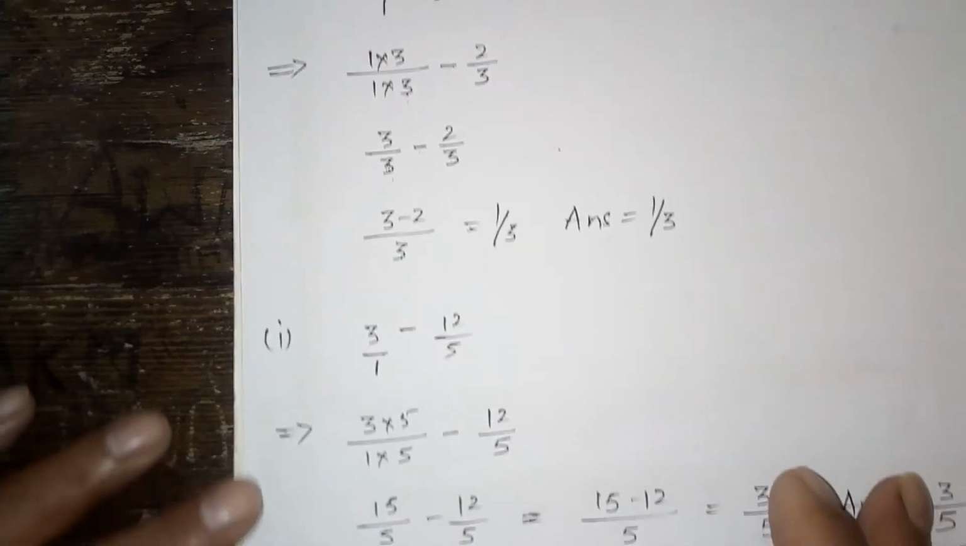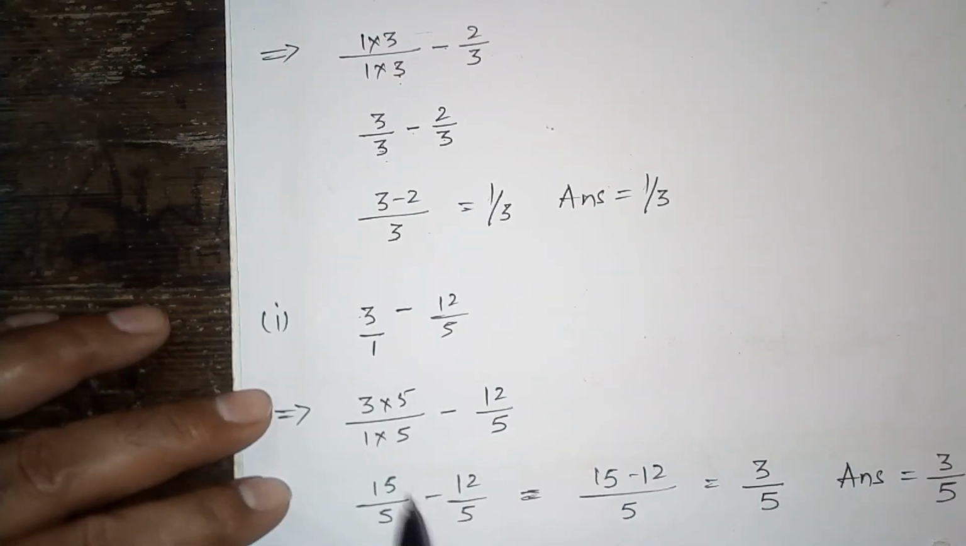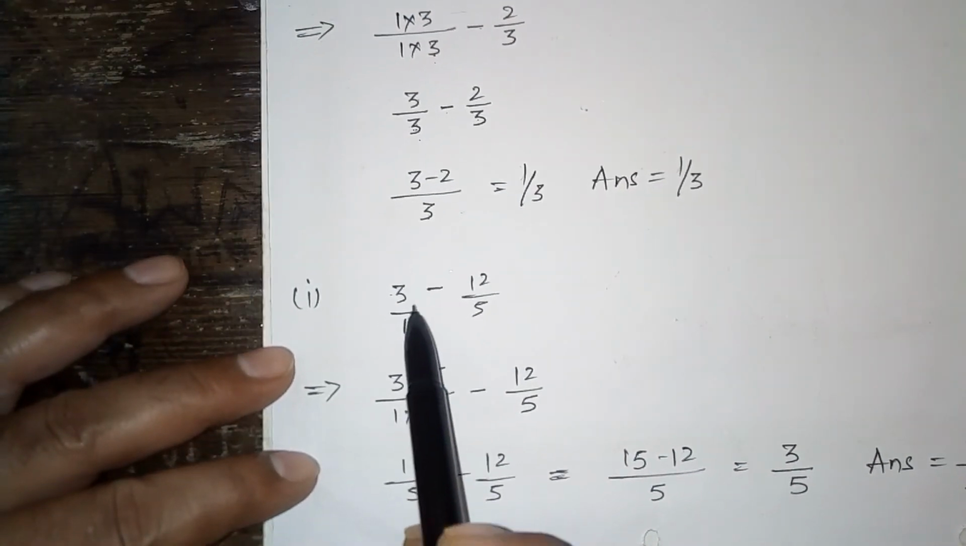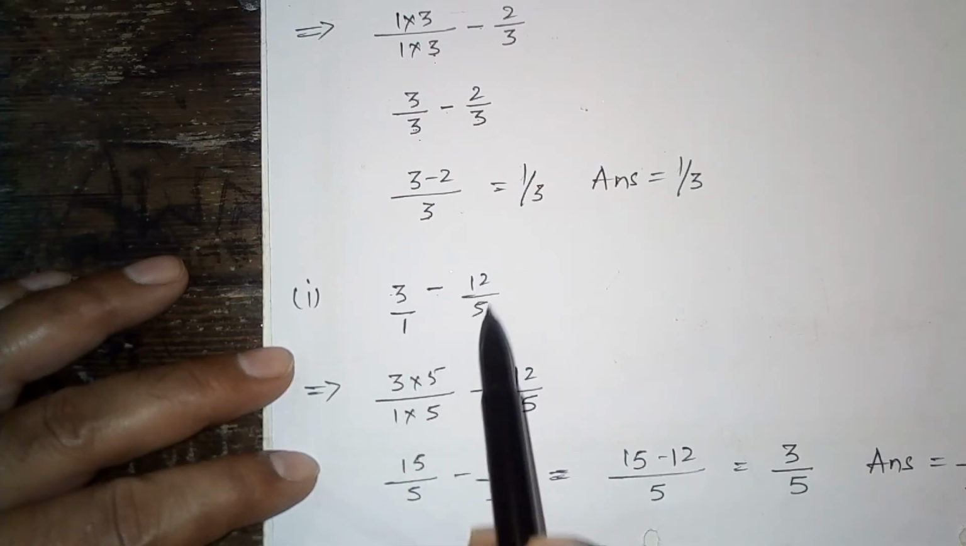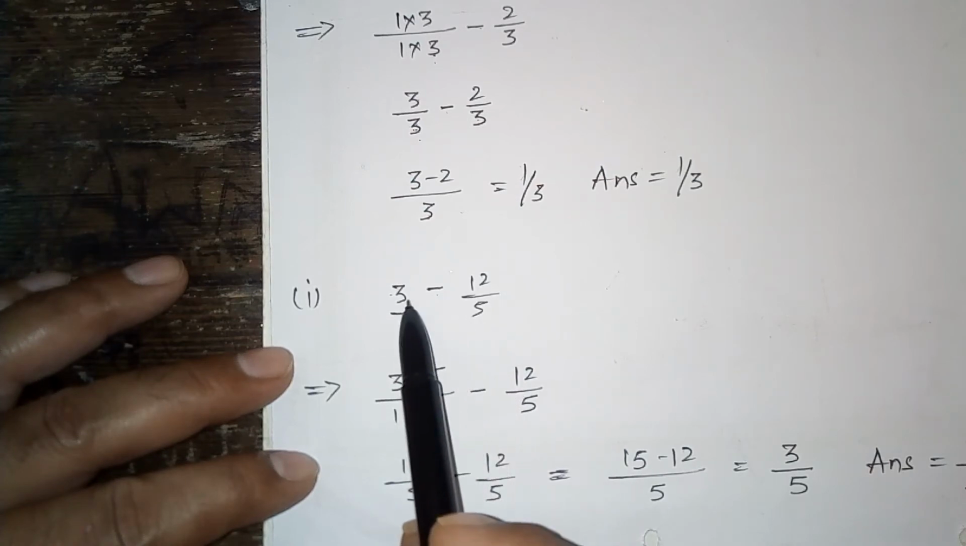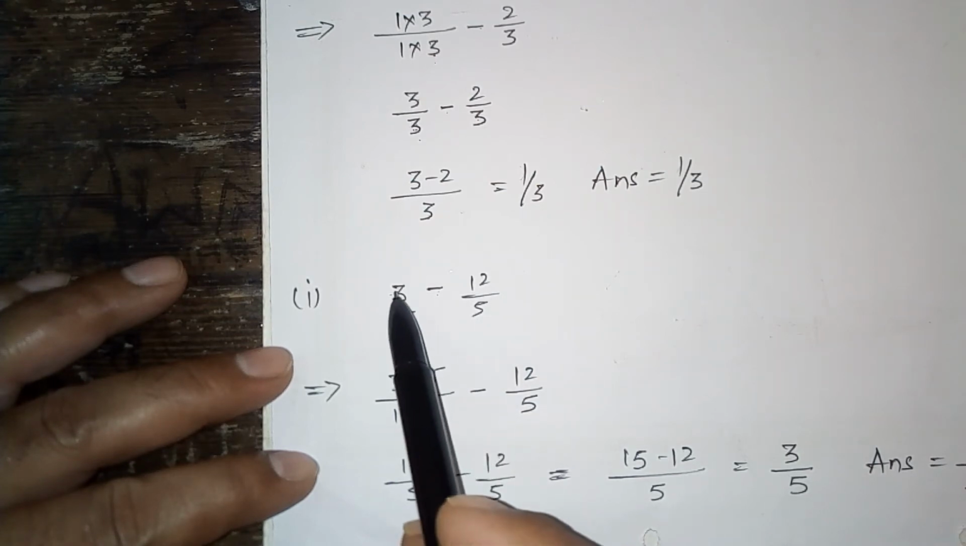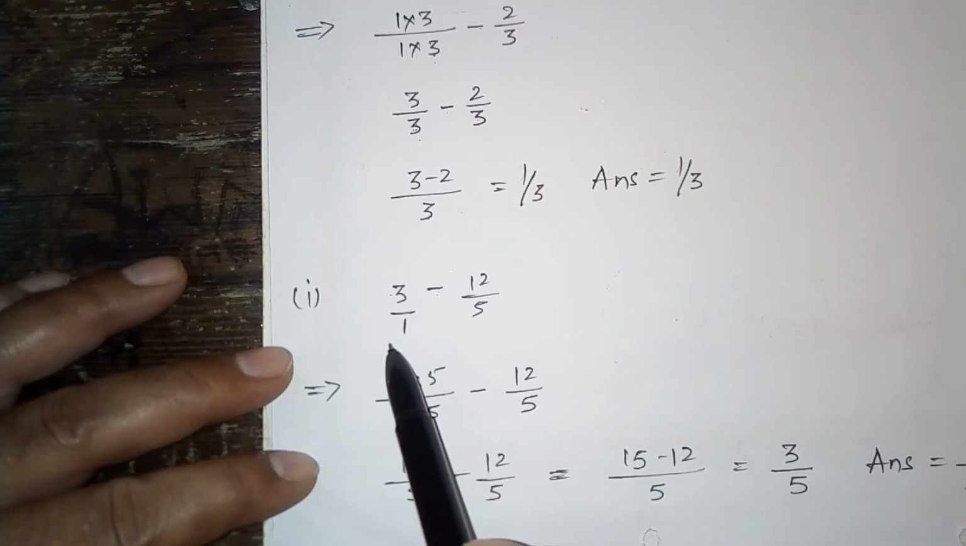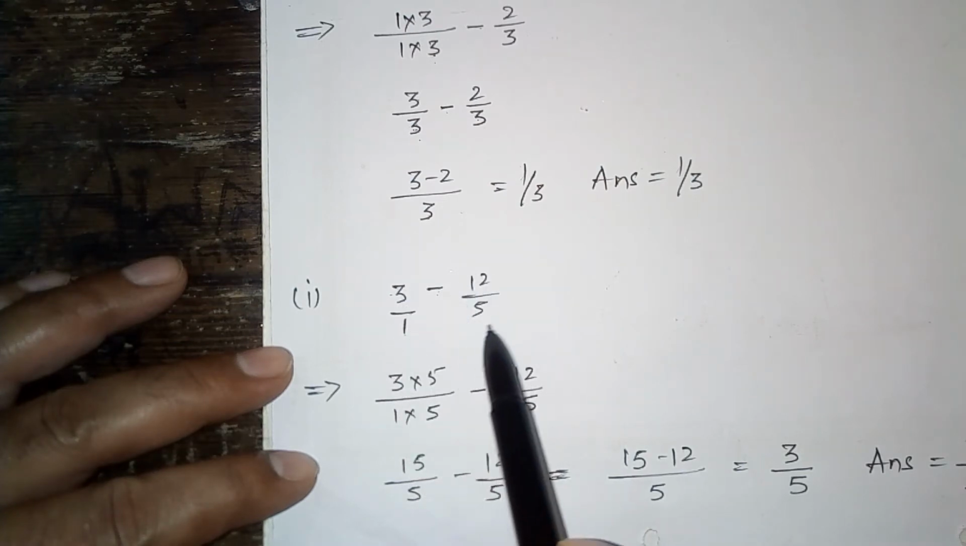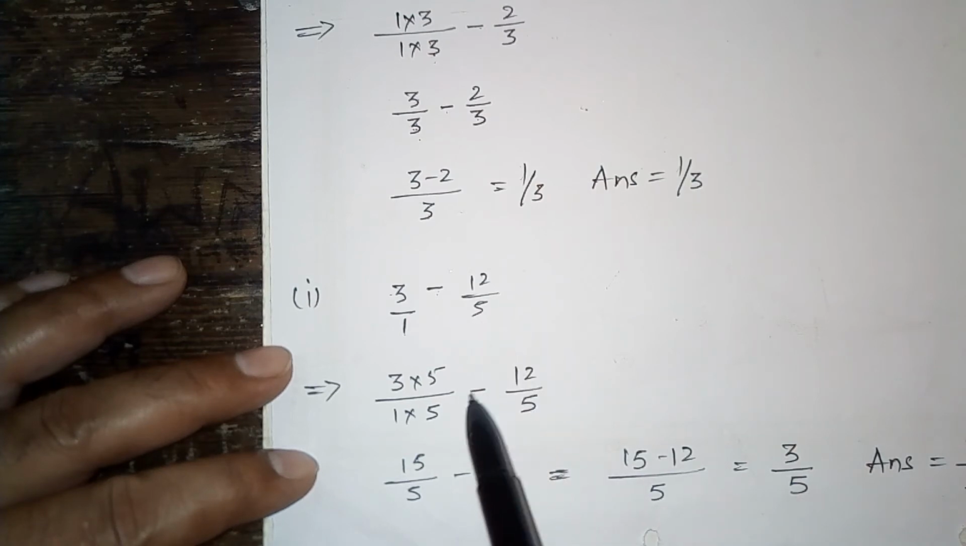Okay, your next question is 3 upon 1 minus 12 upon 5. You know very well, in 3 upon 1, 3 is numerator, 1 is denominator. In 12 upon 5, 12 is numerator, 5 is denominator. So what will you do?